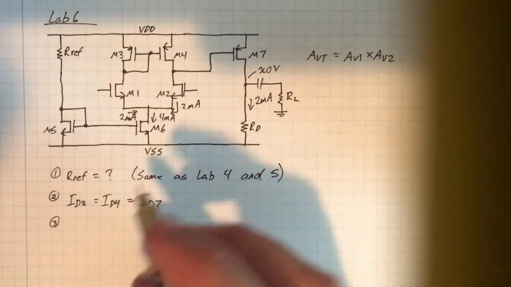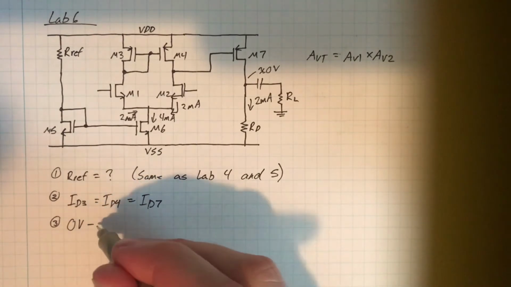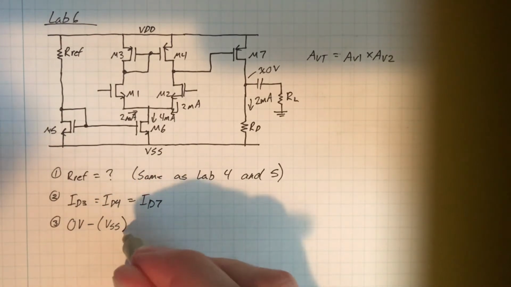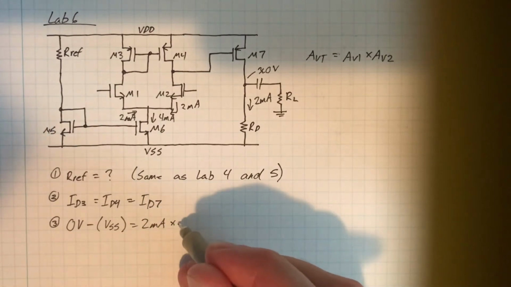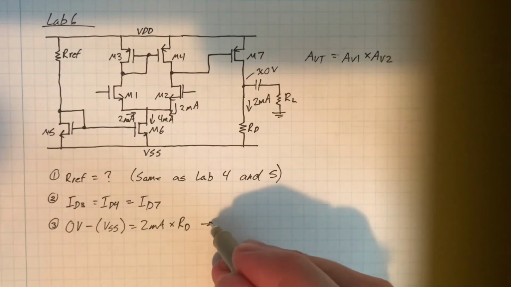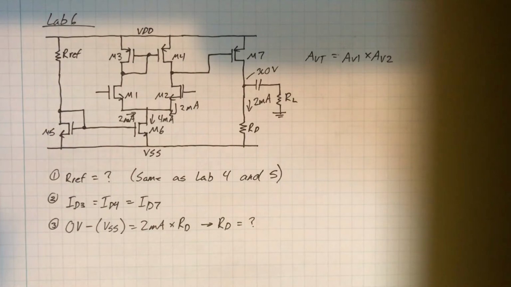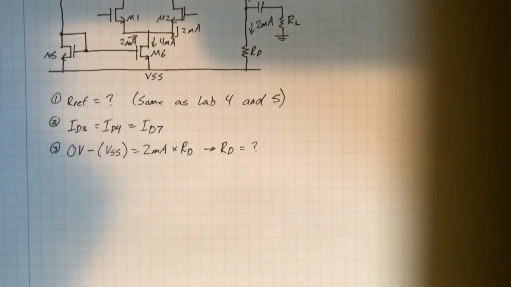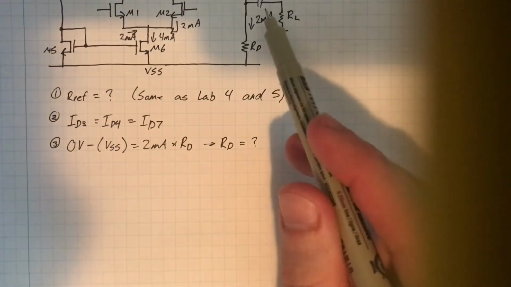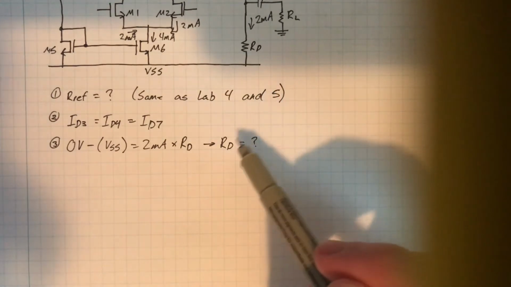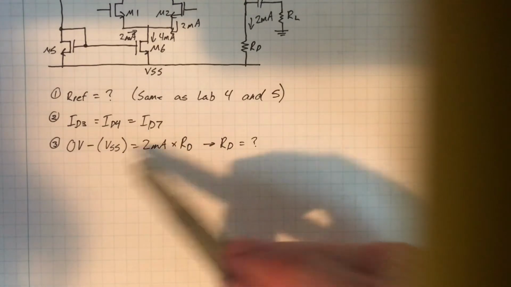We can just use Ohm's law here, which is pretty simple. 0 volts minus VSS is equal to 2 milliamps times RD, and solve for RD. Easy as that. Keep in mind that if you round here, when you get hardware components, your DC voltage at the output will shift because it's directly related to the resistance.